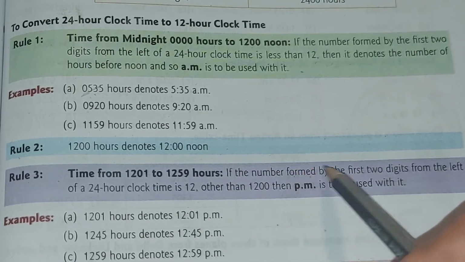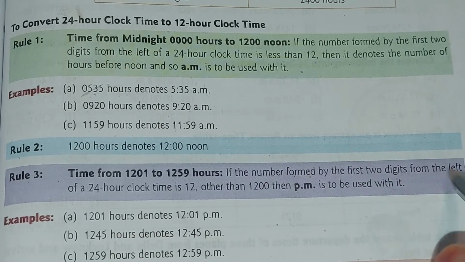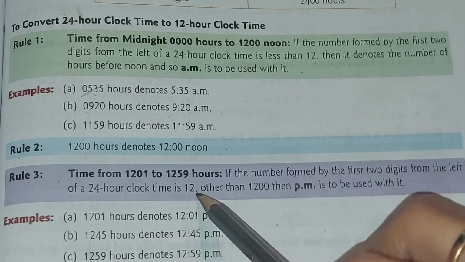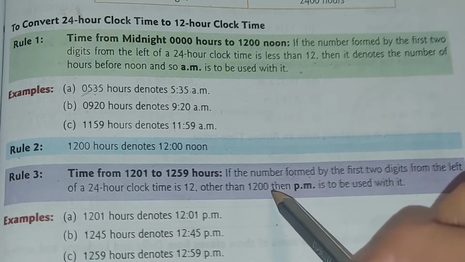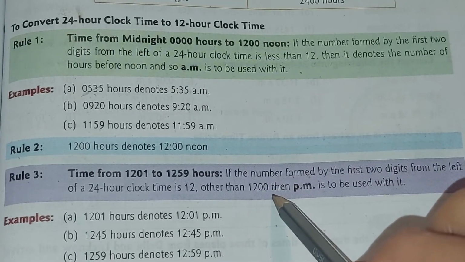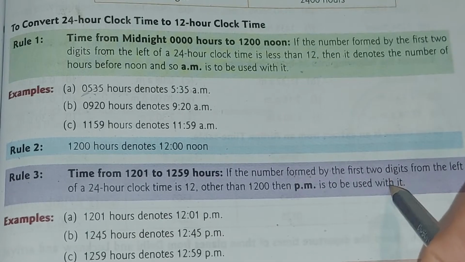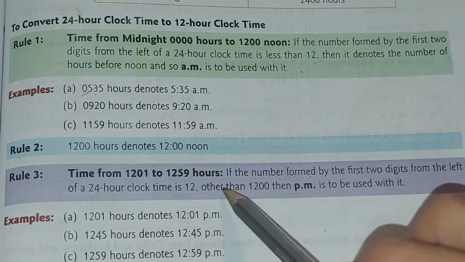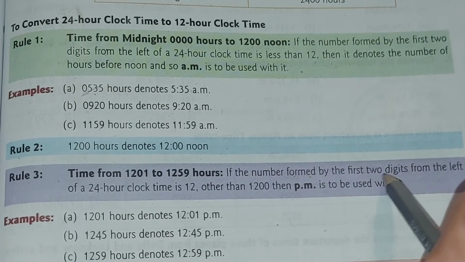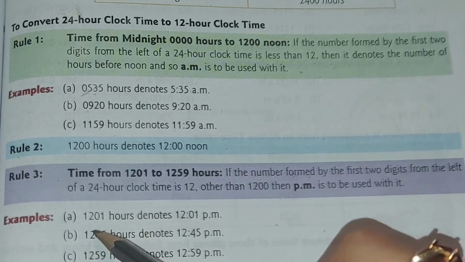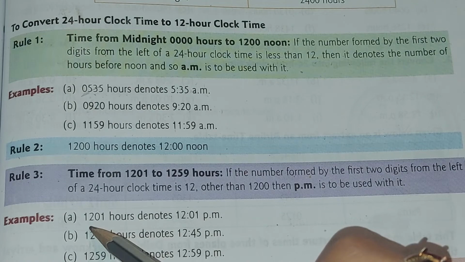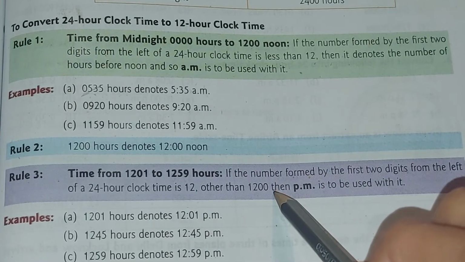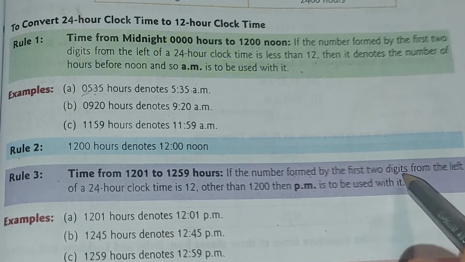Now if the number formed by the first two digits from the left of the 24-hour clock time is 12 other than 12:00, then pm is to be used with it. Okay, now if the number formed by the first two digits, meaning the hours, is 12 other than 1200, then pm is to be used with it.